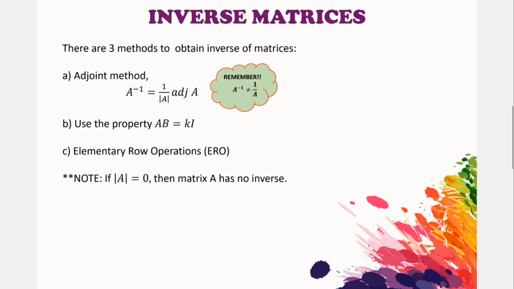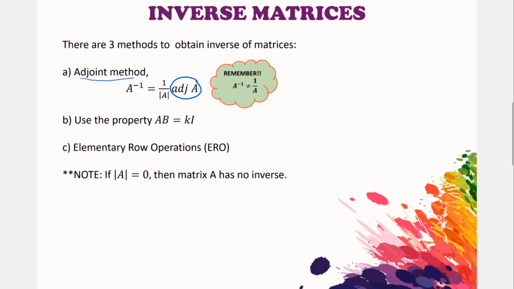So we would like to find the inverse of a matrix. There are 3 methods actually. The first one is the adjoint method. We are going to find the adjoint matrix so that the inverse of matrix A is equal to 1 over determinant of A multiplied by adjoint of A.